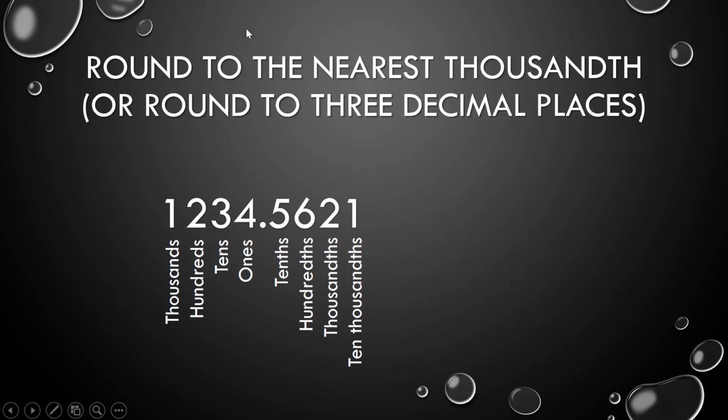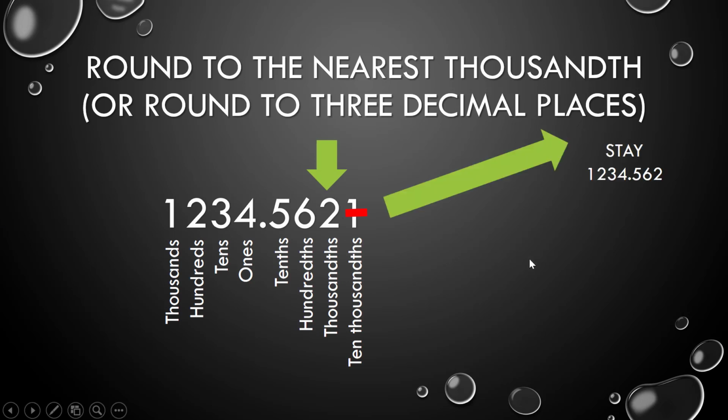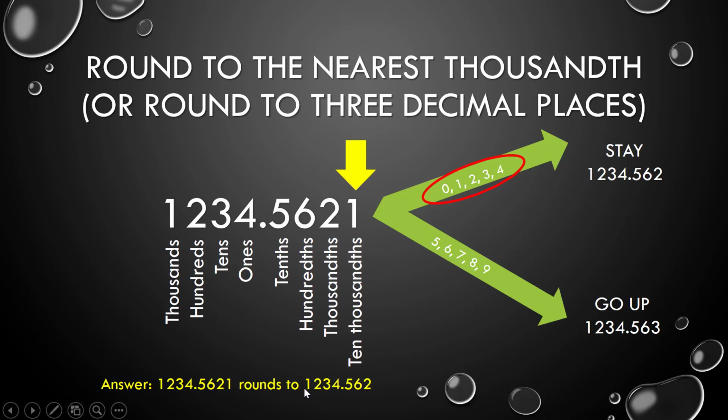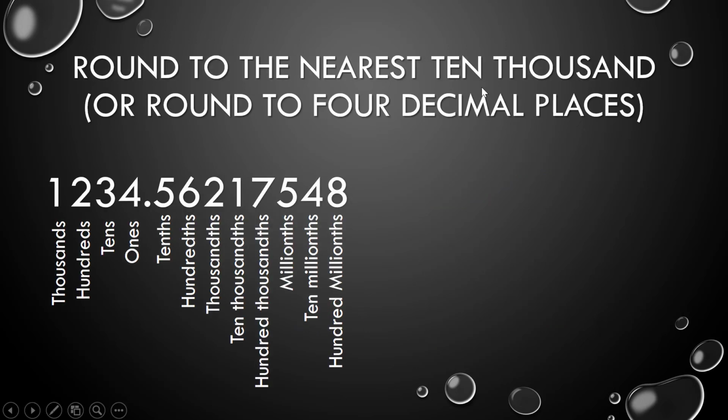Now let's try rounding to the nearest thousandth. That's this digit right here. So again, these are our only two options. Okay, we look at the number to the right of 2, which is the digit 1. We can see here that that's going to cause us to stay. So we have 1234.562. What if I asked you to round to the nearest 10,000?